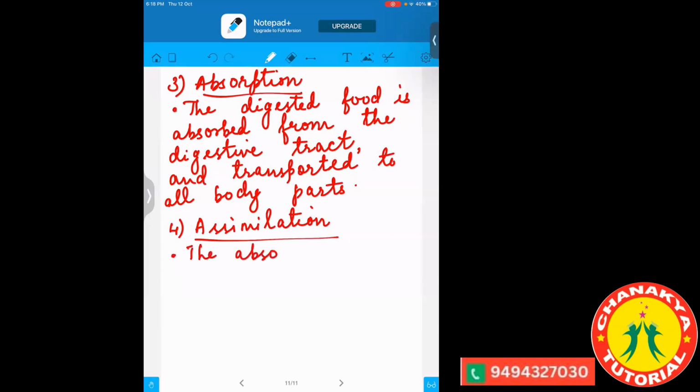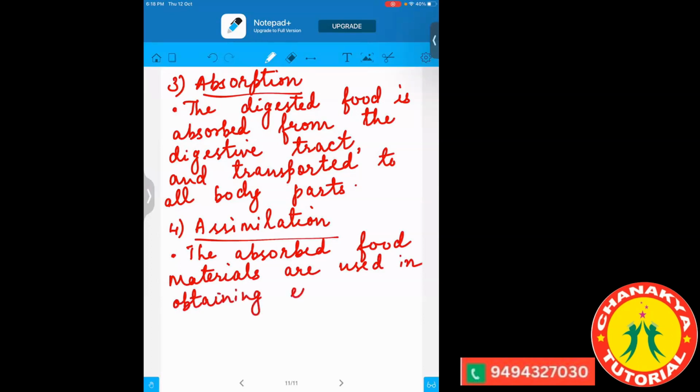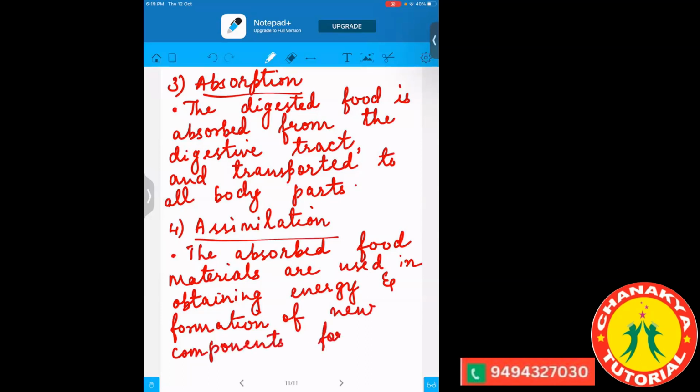In the fourth step, which is called assimilation, what happens? The absorbed food material is used in obtaining energy and formation of new components for repair and growth of cells. Whatever they have absorbed, they use it to form new components to repair the cells and to grow the cells. That is assimilation.